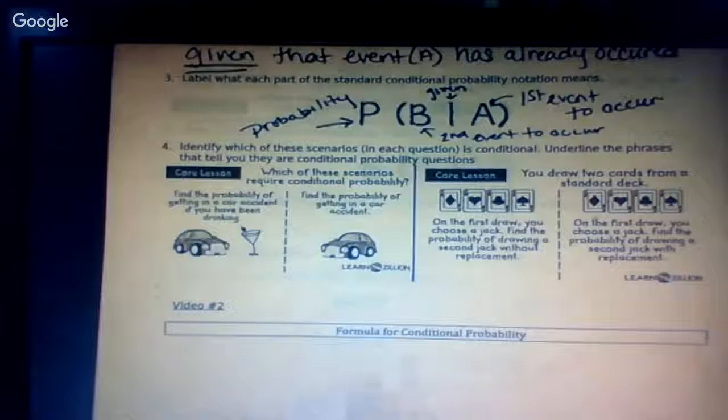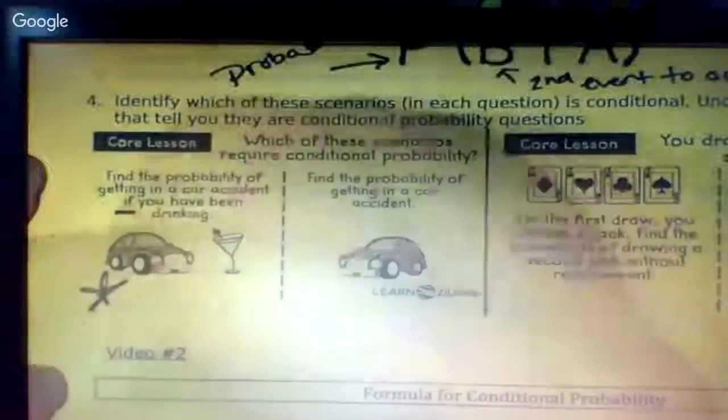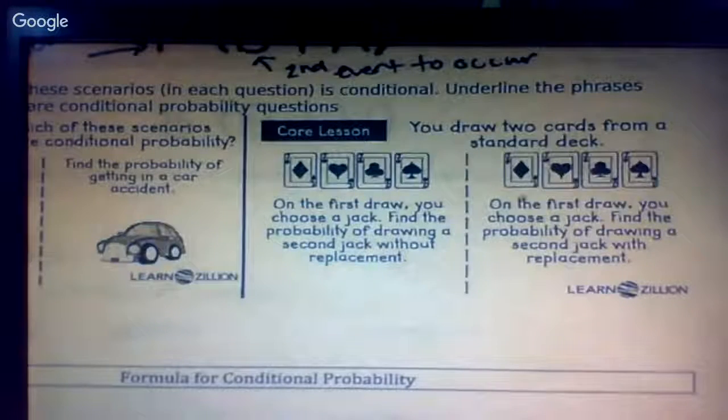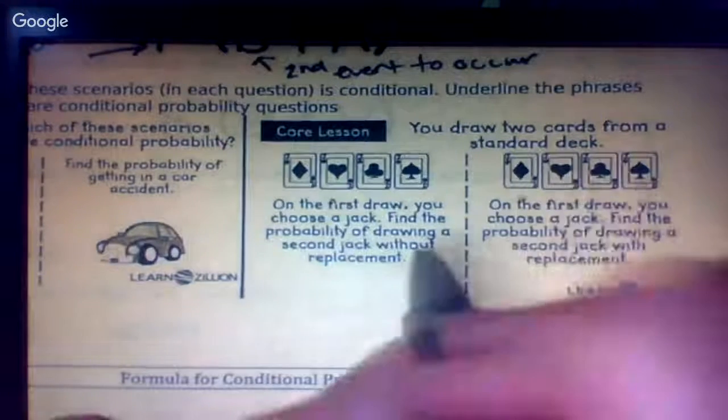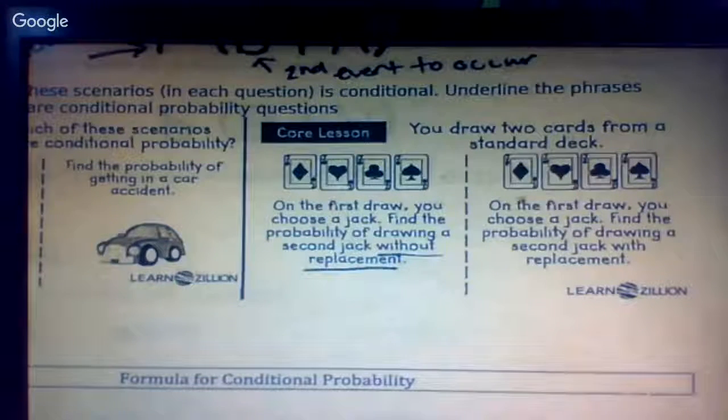The one on the left. What word in this scenario on the left tells you that it's conditional? If. Okay, so your magical word here is if. So this one's conditional. On the right-hand side, which one's conditional? The one on the left. What's my magical word there? Without replacement. Because our whole goal is to only look at the ones in the first category to do the second scenario. Okay, question.